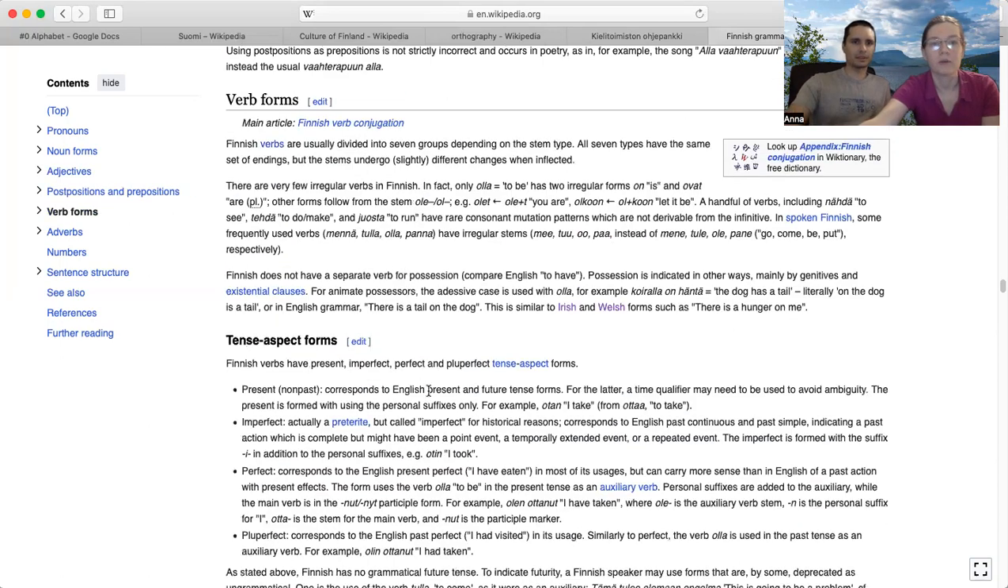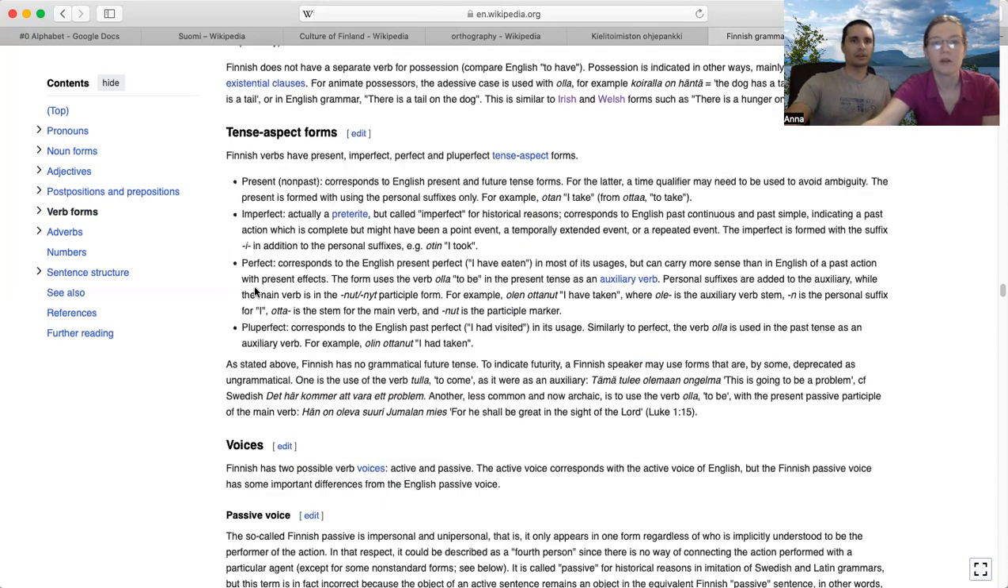Yeah, here, verb forms, 10 aspect forms here. So present, which is like present and future, because we don't have a future tense. We don't have a future. Finns don't have any future. Think about the future? We live in the moment or in the past. So present, then 3 past tenses like imperfect, perfect, and pluperfect.